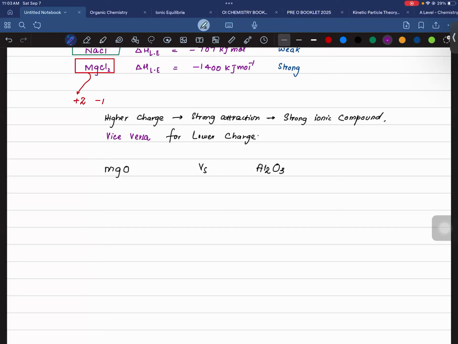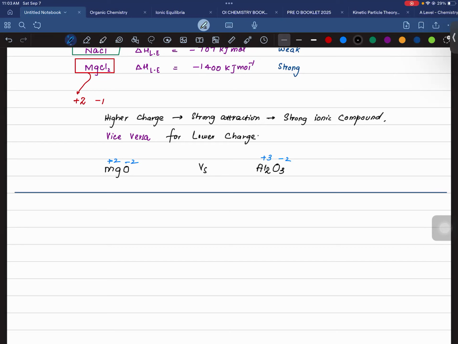Is aluminium oxide stronger? Why? Because of higher charge, and magnesium oxide. Exactly. Aluminium has a positive charge of plus 3 and oxide is minus 2, while magnesium is plus 2 and oxide is minus 2. It means that aluminium oxide is stronger, and magnesium oxide is weaker.